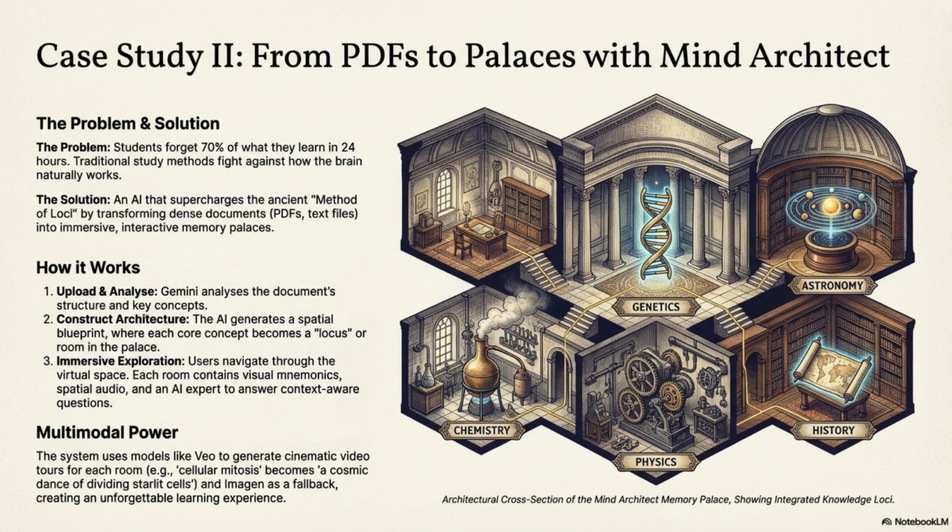Mind Architect uses AI to supercharge this, transforming dense documents into immersive, interactive, virtual memory palaces. That's fascinating. How does the AI generate the spatial blueprint for that? It analyzes the document, finds the core concepts, and generates a blueprint where each concept becomes a locus or a room, the genetics room, the history room. It uses multimodal AI, like Veo, to generate cinematic video and turn abstract ideas into memorable visual mnemonics you can navigate. The ultimate study guide is now a navigable map.